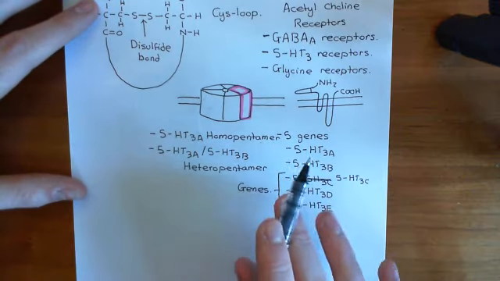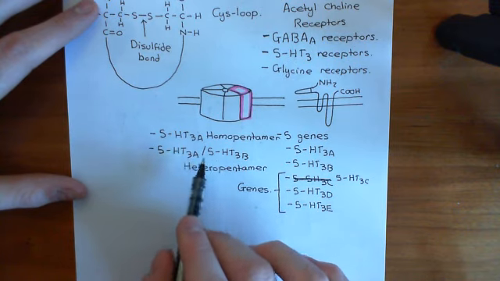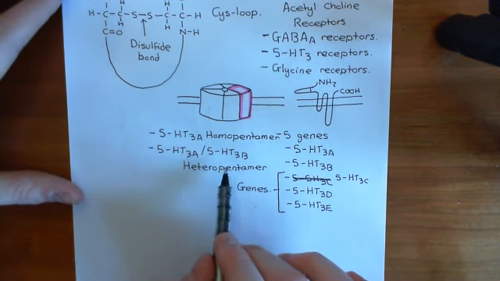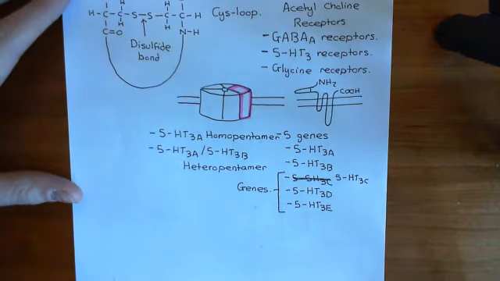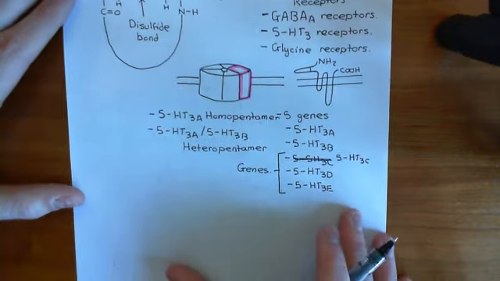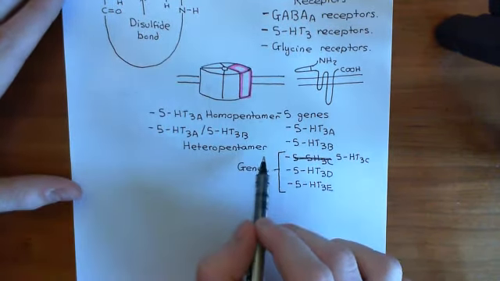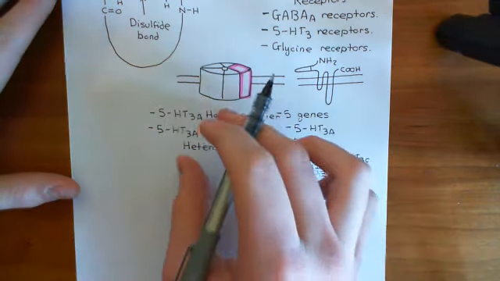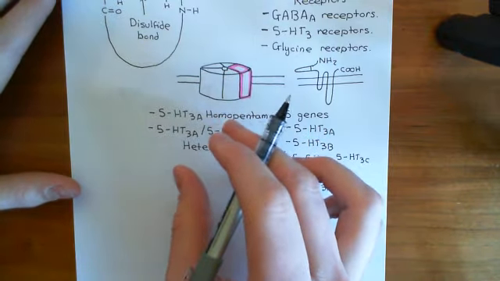That sort of detail isn't known. What we do know is that you can find 5-HT3 receptors which have both 5-HT3A subunits and 5-HT3B subunits in, and those are called the 5-HT3A, 5-HT3B heteropentamers. Those are the two different 5-HT3 receptors that are actually known. Even though we've got these 5 different genes that are known, those are the only 2 types of 5-HT3 receptor that are actually known to exist.